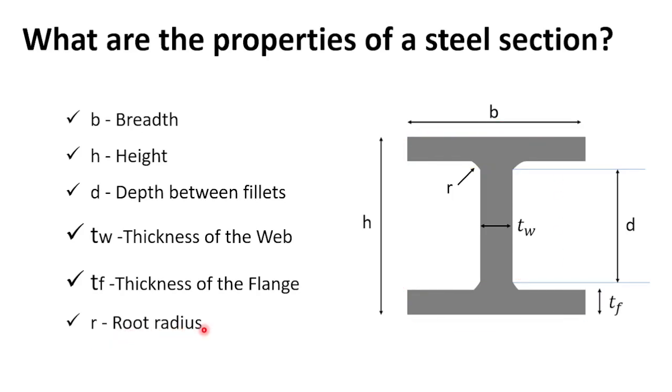R, root radius. You can see R here, this is the root radius. Here you can see there is a fillet, right? This section is not like this, right? There is a fillet. Here also a fillet, here also a fillet. So we give them a value, and that value is this R. We call this value the root radius. So these are the properties of a steel section. Next we will see how we find these properties.